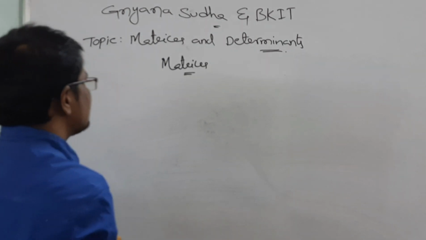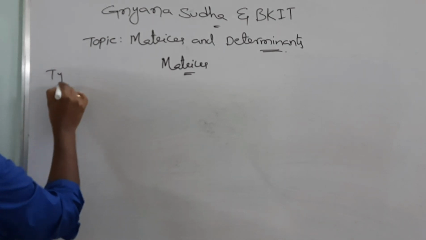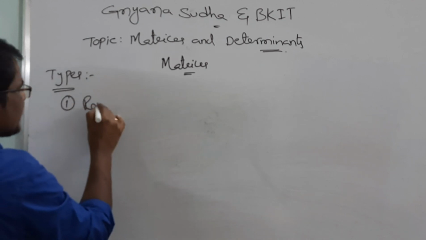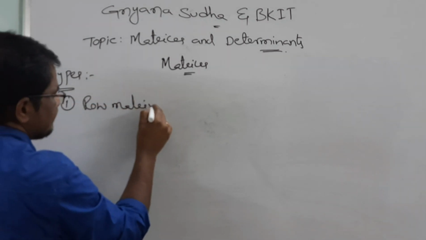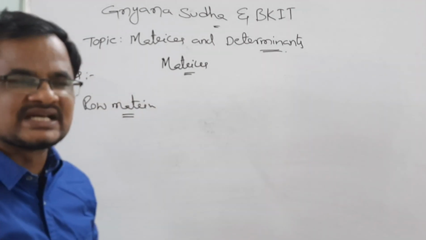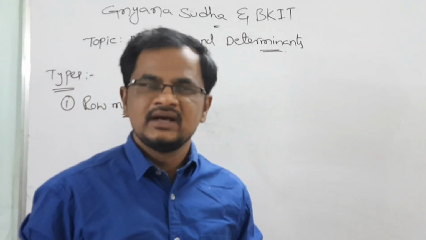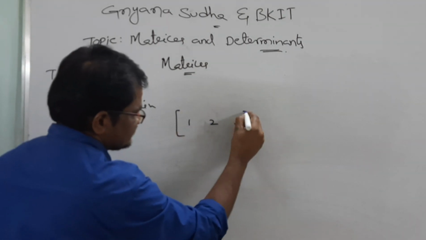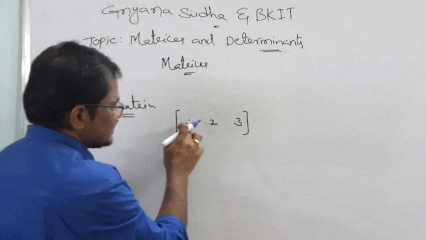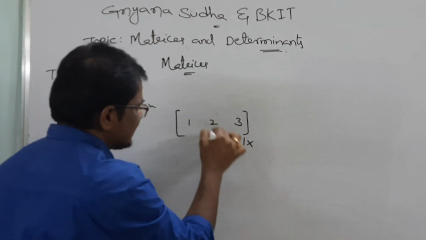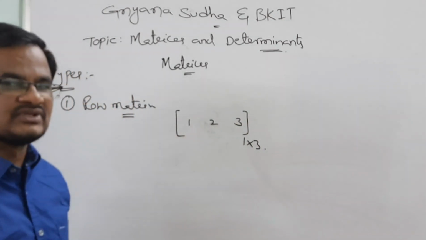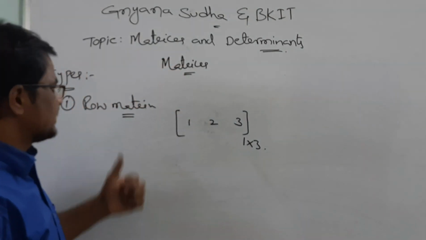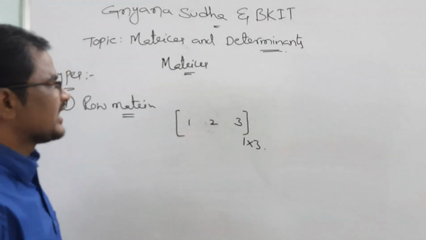Next one is types of matrices. First one is row matrix. Simple thing. A matrix which contains only one row is called what? Row matrix. Means like this, 1, 2, 3, right? So here only one row is there and 3 columns are there. So a matrix which contains only one row, irrespective of the columns, is called a row matrix, right?